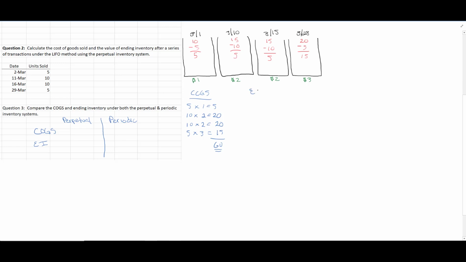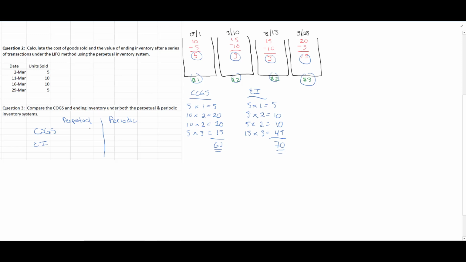Now if we look at our ending inventory, we have 5 units left here at $1 each. So 5 times 1 equals 5. We have 5 units left at $2. We have 5 units left at $2. And we have 15 units left at $3. So our ending inventory under the perpetual inventory system is $70.